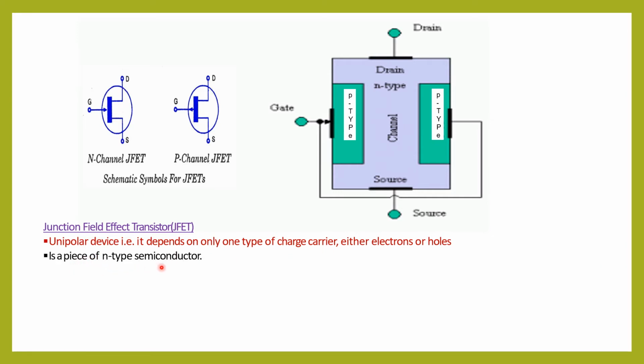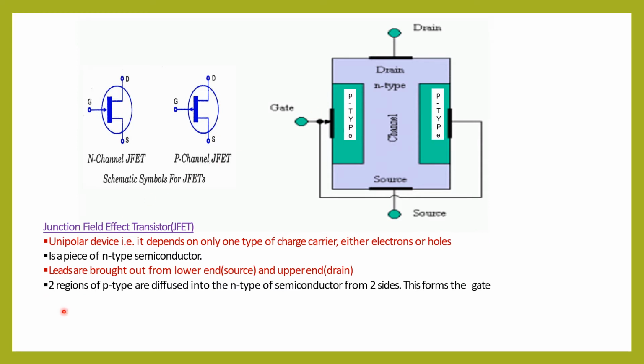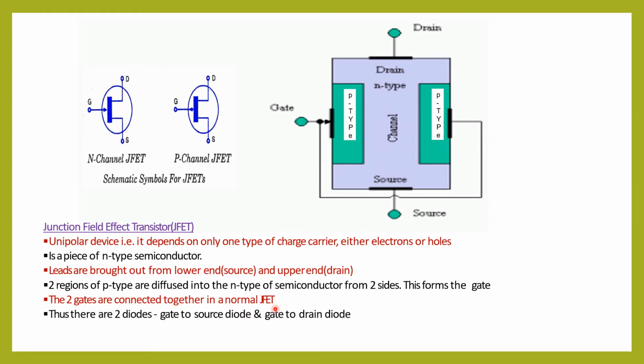So there is a piece of N-type semiconductor. You can see here an N-type semiconductor, and the leads or the terminals are brought out from the lower end, which we call the source, and the upper end here is called the drain. Two regions of P-type are diffused into the N-type semiconductor from the two sides. So these are the two P-type regions, and this forms the gate. The two gates are connected together in a normal JFET. Hence, we can say that there are two diodes, the gate to source diode and the gate to drain diode.